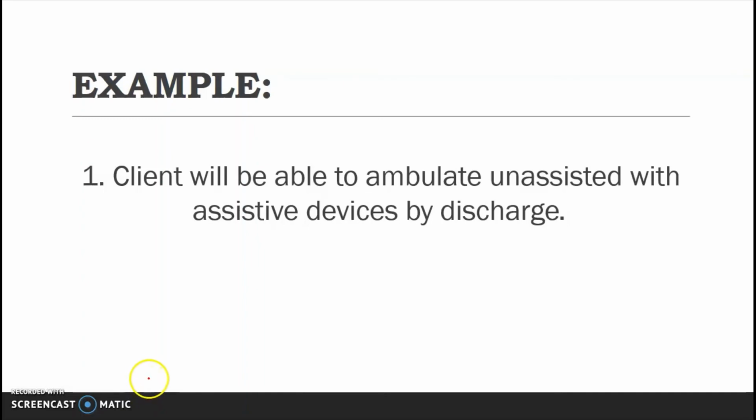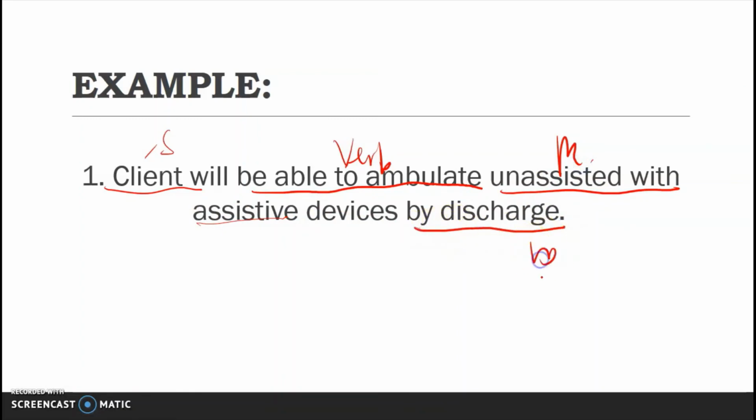So, let's try to digest this entire desired outcome into parts. The client is the subject. Will be able to ambulate, that is the action, so that's the verb. We have unassisted with devices, which is the descriptive part, your modifier. And we have by discharge, that is your criterion. So those are the 4 components in this example.